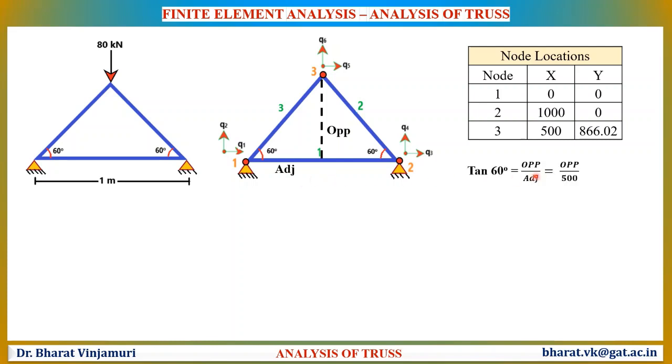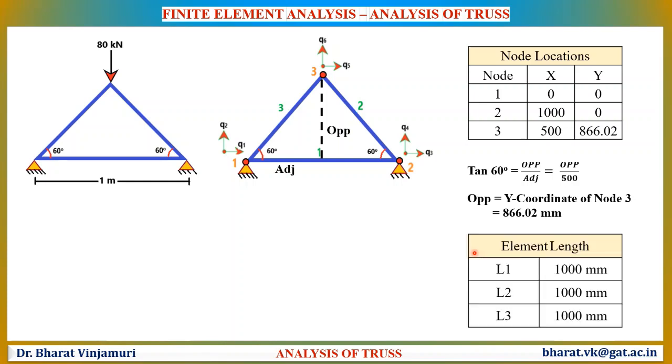The opposite side can be calculated by applying tan 60. Tan 60 is equal to opposite by adjacent. Therefore, by multiplying tan 60 with 500, we will be able to determine the opposite side. Therefore, the x-coordinate of node number 3 is 500 and the y-coordinate of node number 3 is 866.02 mm. Note that the units in meters are converted into mm. Always it is preferred to use a common set of units.